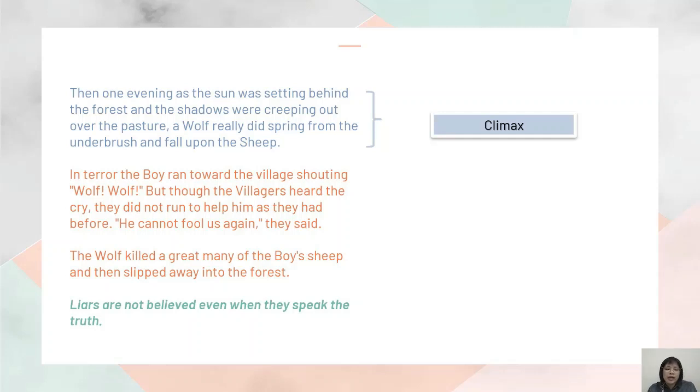In terror, the boy ran toward the village shouting, "Wolf! Wolf!" But though the villagers heard the cry, they did not want to help him as they had before. "He cannot fool us again," they said. The wolf killed a great many of the boy's sheep and then slipped away into the forest.